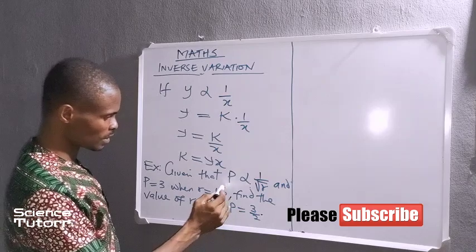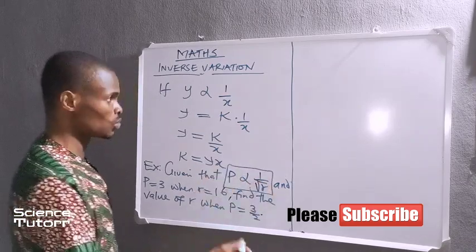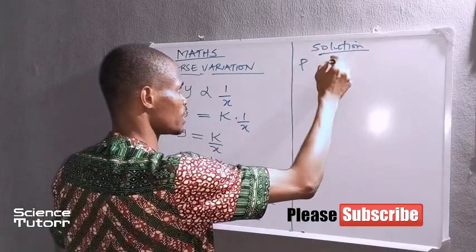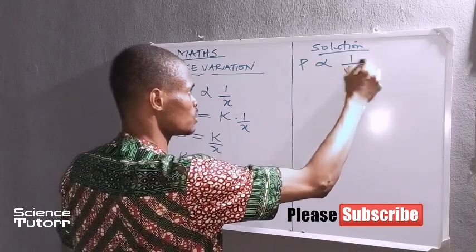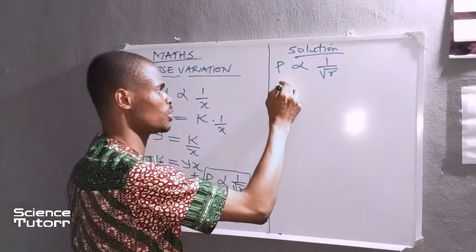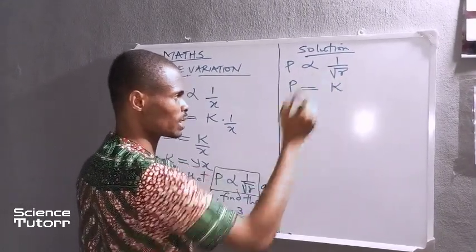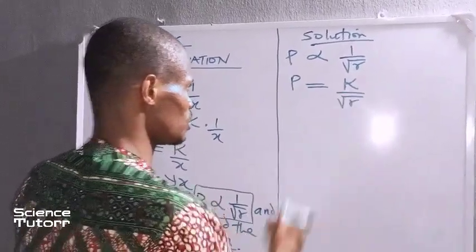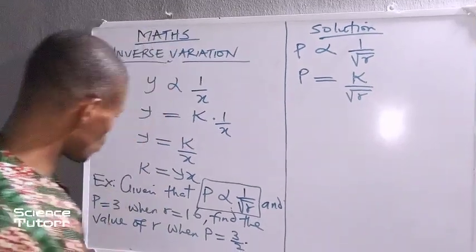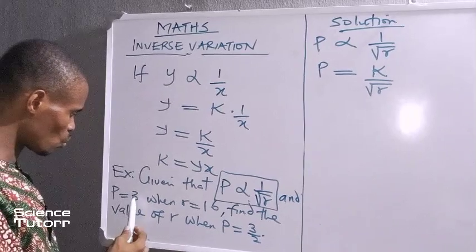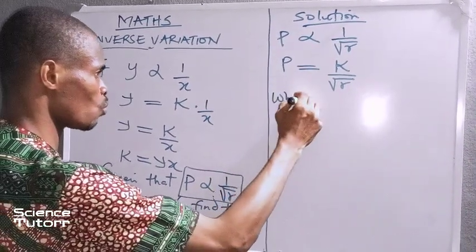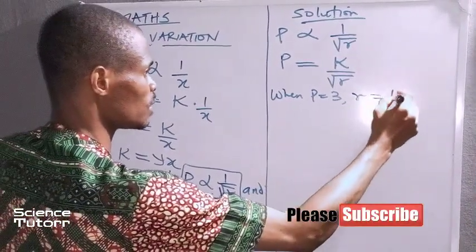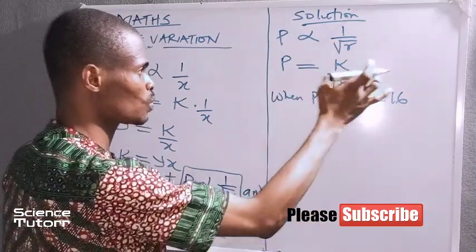First of all, it is an inverse variation. So the expression goes, solution: we have P inversely proportional to 1 over root r. So that means P is equal to, I introduce my constant of variation k, all over square root of r. So what does it mean? We are told that P is equal to 3 when r is equal to 16. So we simply substitute to find k.